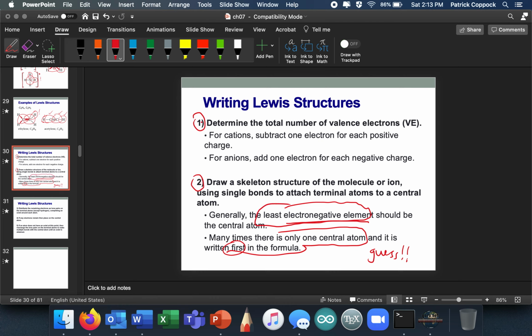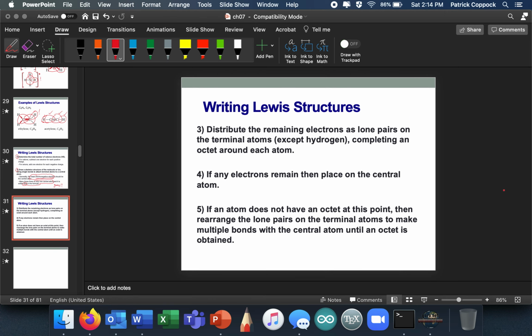Okay, so step 1, determine the total number of valence electrons of all the atoms. Number 2, draw a skeleton structure of the molecular ion. Use single bonds to attach the terminal atoms to a central atom. Number 3, distribute the remaining electrons as lone pairs on the terminal atoms, except hydrogen, completing an octet around each atom. This is interesting. Number 4, if electrons remain, then place them on the central atom. And then finally, we make sure everything's got an octet.